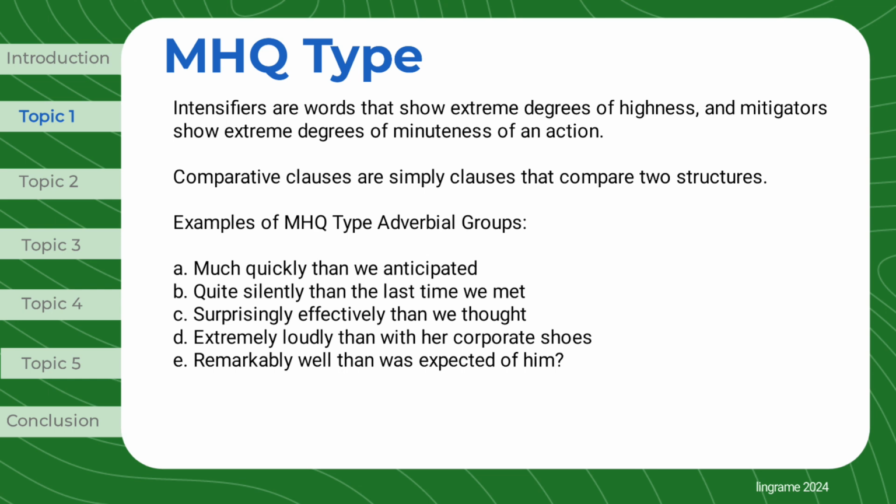Examples of MHQ-type adverbial groups: much quickly than we anticipated, quite silently than the last time we met, surprisingly effectively than we thought, extremely loudly than with her corporate shoes, remarkably well than was expected of him.